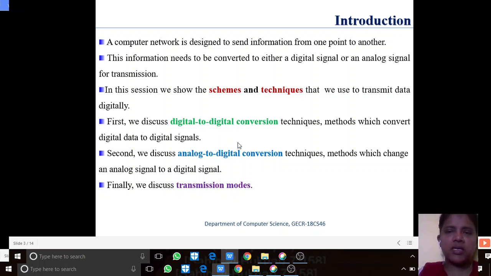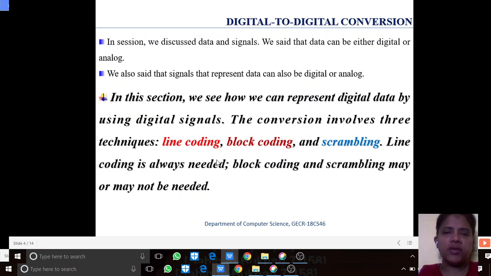First, in this session 1, we'll discuss digital to digital conversion and the techniques involved in converting digital data to digital signal. Okay, in the next session we'll be discussing analog to digital conversion and the methods associated with it. Let us quickly start with the introduction to digital conversion.